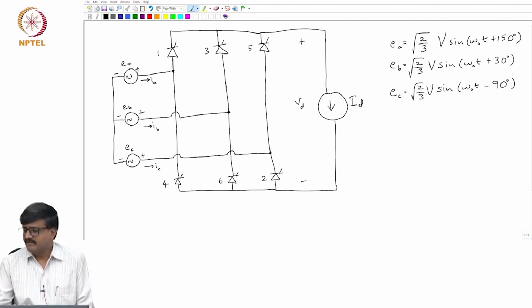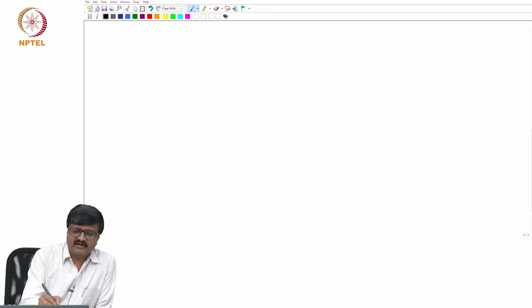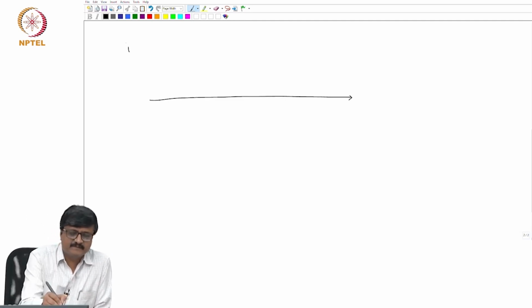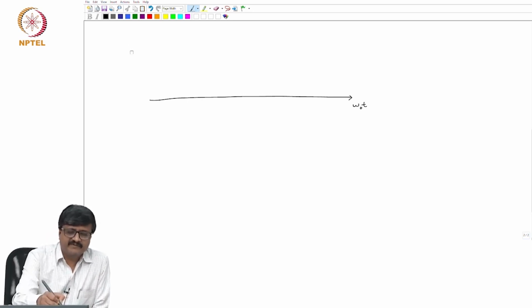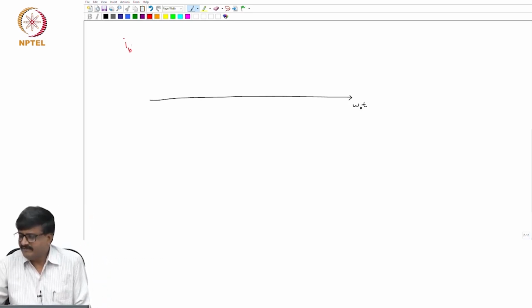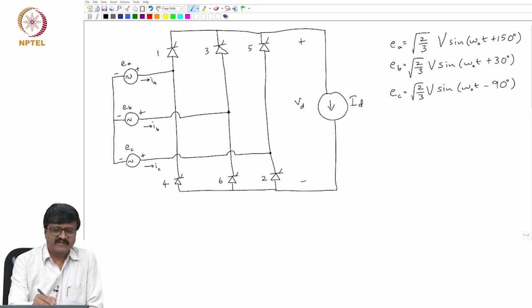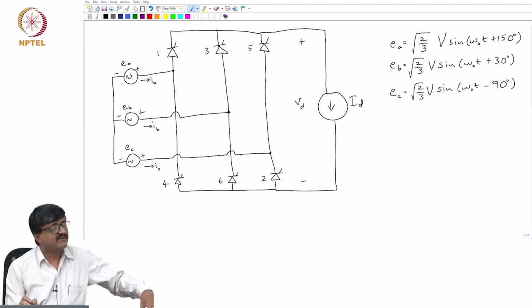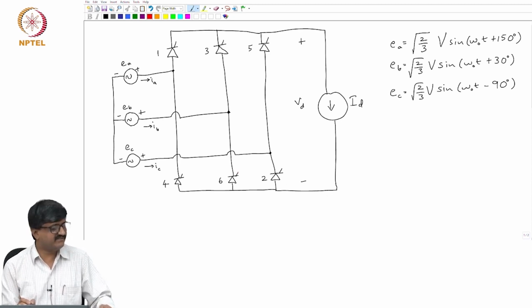So, let us look at one of the currents, say IB. Suppose I want to plot IB as a function of omega OT. So, suppose I plot IB. Now, when will IB be non-zero? See, look at this circuit. IB is non-zero when thyristor valve 3 conducts or thyristor valve 6 conducts. Okay. So, if there can be a duration where neither 3 nor 6 conducts, then IB is 0.